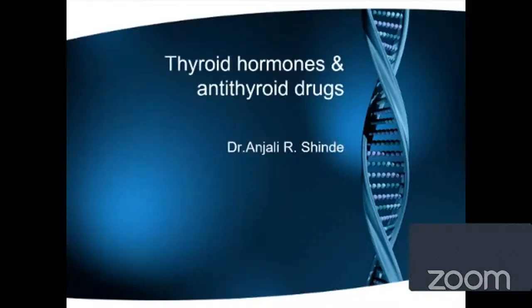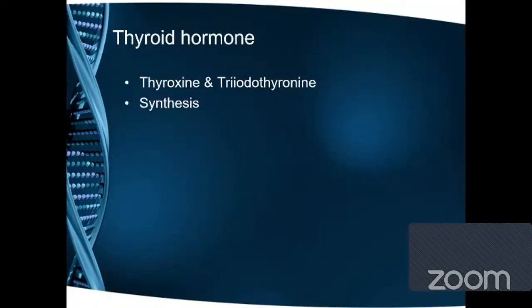The thyroid hormones. I hope you must have read it. So the thyroid gland secretes the thyroid hormones, that is T3 and T4. T3 is triiodothyronine and T4 is thyroxine. Now, important steps in synthesis of thyroid hormone.